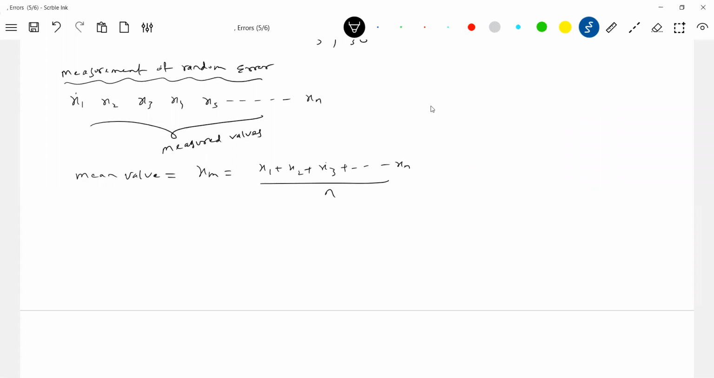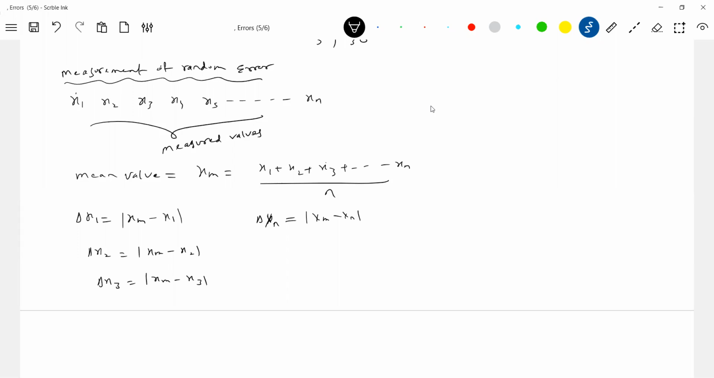Now I'm going to find out the error in each individual observation. So delta x1, what is this? xm minus x1. Either way, I'm putting mod, I should take the difference. What is delta x2? xm minus x2. And so on, delta xn is equal to xm minus xn. I take the difference of the mean and the measured value, and I find out the error in individual observations.